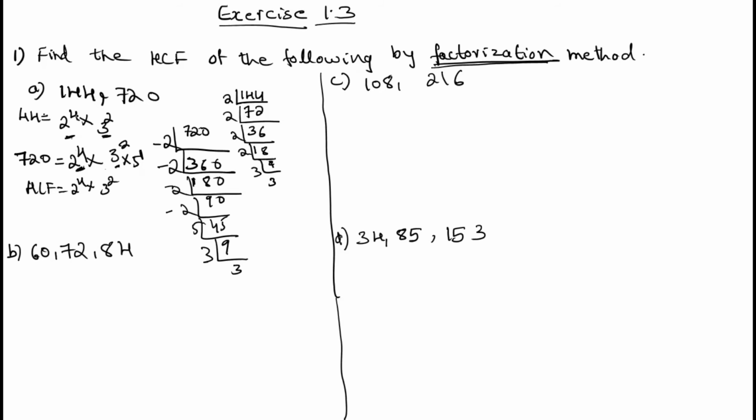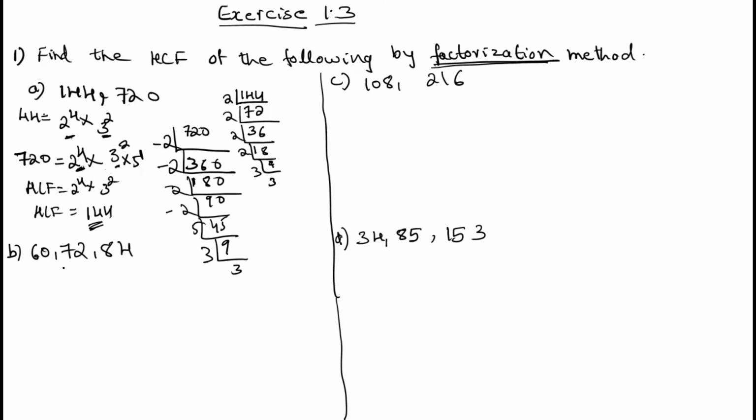What's the least power of 2? 4 only. What's the least power of 3? 2 only. So HCF is equal to 2 to the power 4 into 3 square, it's equal to 144. So this is the answer for the first question.